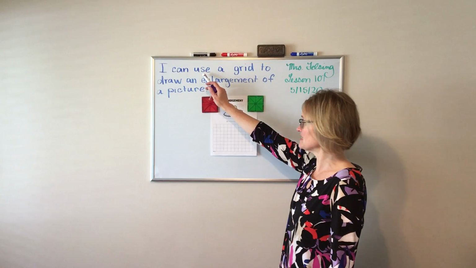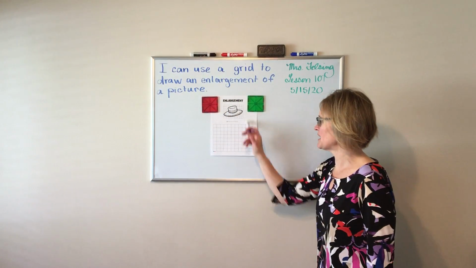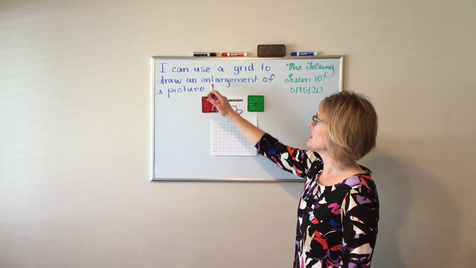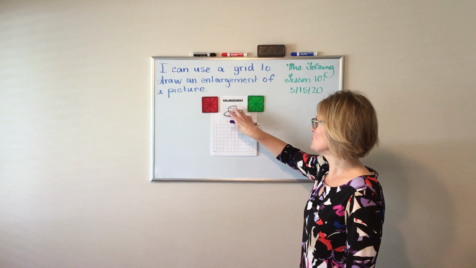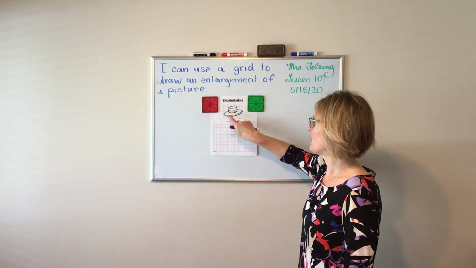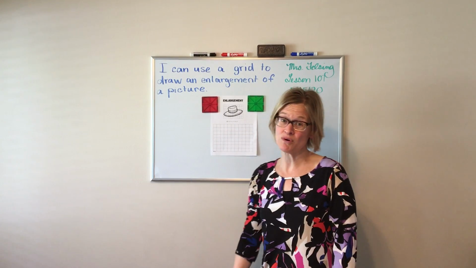Let's go back to this. A grid, remember, is basically a box with a bunch of squares. And an enlargement means we are going to use grids and counting to make a bigger version of this picture on here. So that's basically what we're going to be able to do.